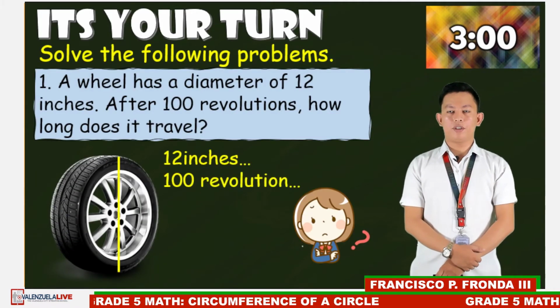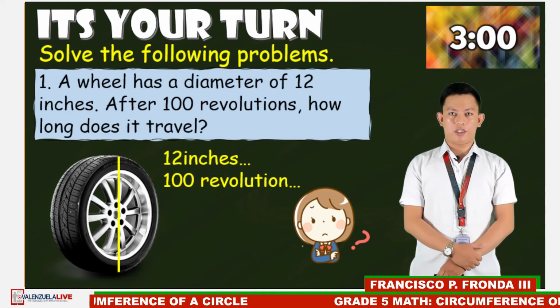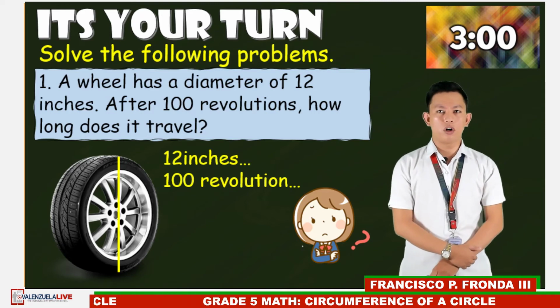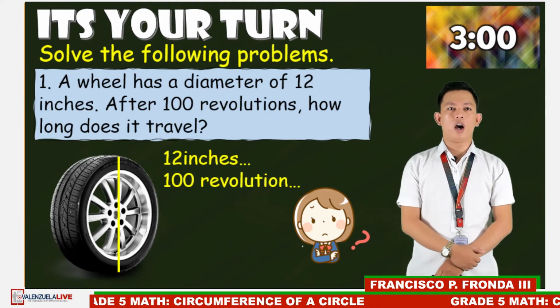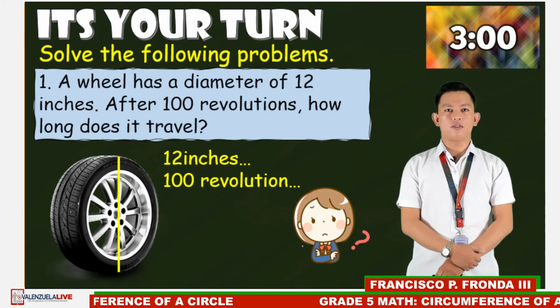Question number 1, grade 5 learners. A wheel has a diameter of 12 inches. After 100 revolutions, how long does it travel? This should be the illustration. Now, you have 3 minutes. Your timer starts now.